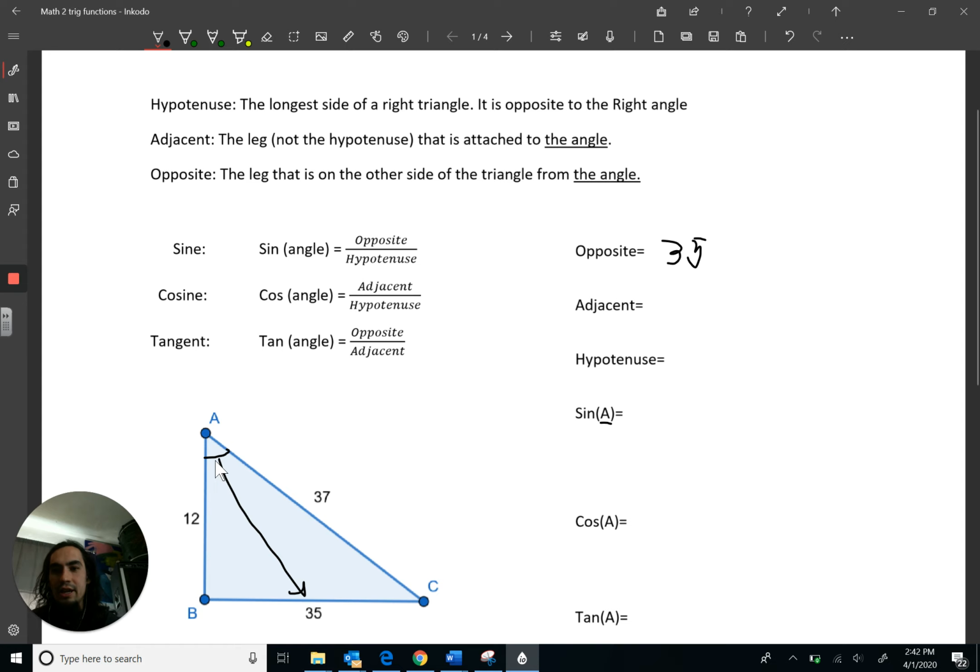So here's A. Now remember, there's 2 sides here. There's the 12 and there's the 37. So which one is it? Do we want the 12 or do we want the 37? We want the leg. That's not the hypotenuse. So we want the 12, the adjacent side here. So 12 it is. So far, so good?